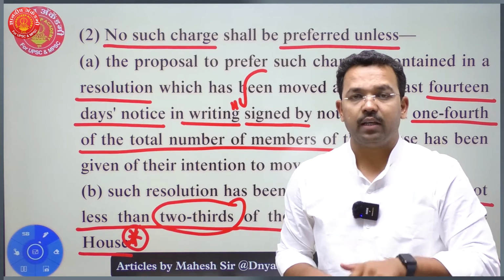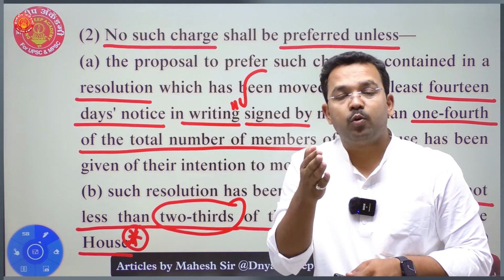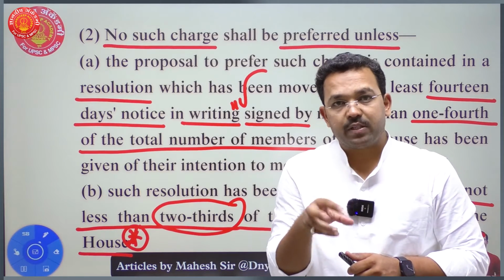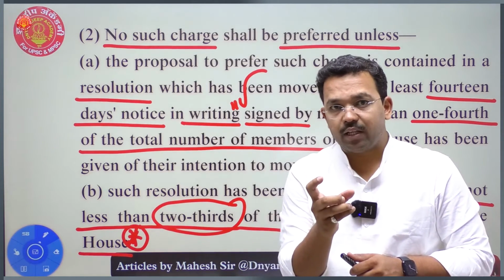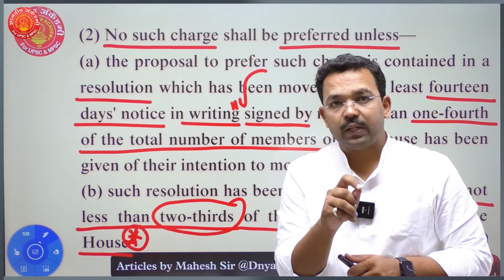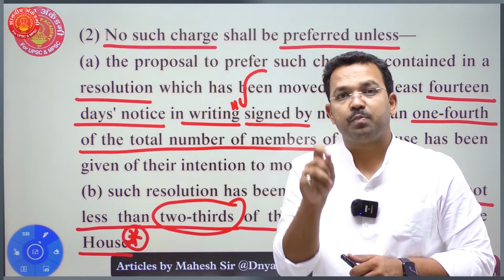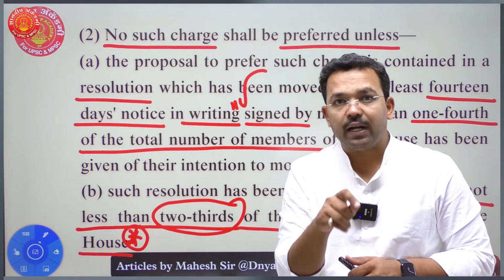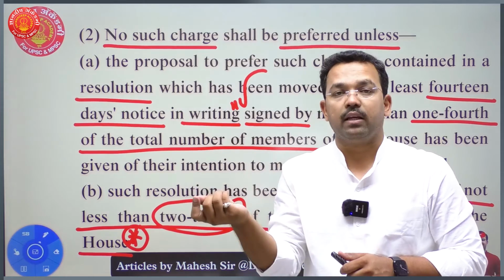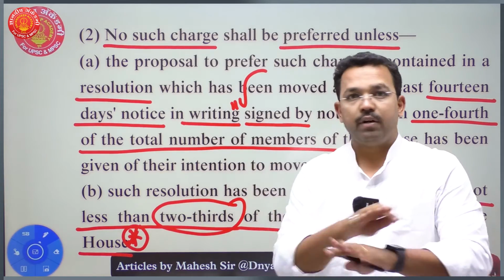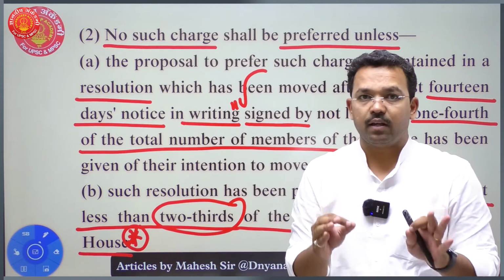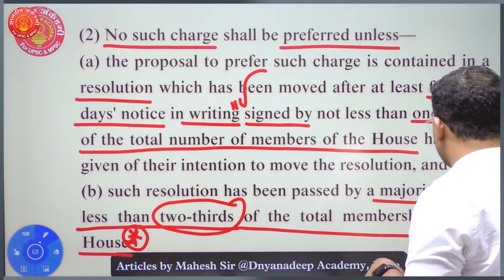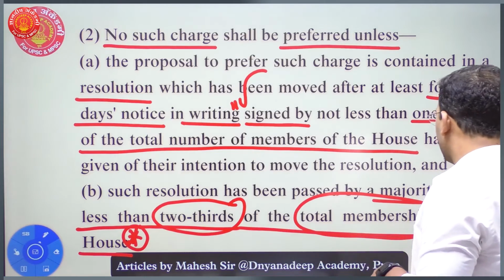And what is the majority? More than two-thirds of total members of the house. What is special majority? In special majority, we use more than two-thirds of the members present and voting. But in presidential impeachment, we do not use special majority. As here, what is the word? More than two-thirds of total membership. We are talking about total membership.